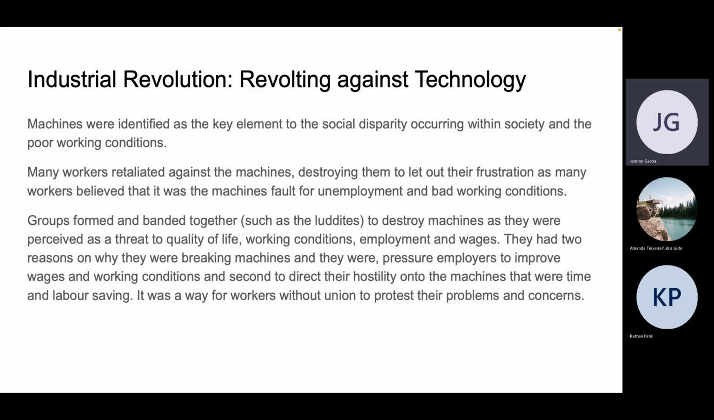They had two reasons for breaking the machines: first, to pressure employers to improve wages and working conditions, and second, to direct their hostility onto machines that were time and labor saving. It was a way for workers without a union to protest their problems and concerns.